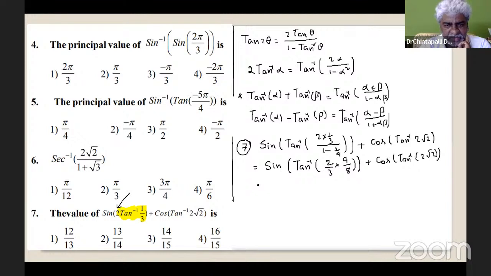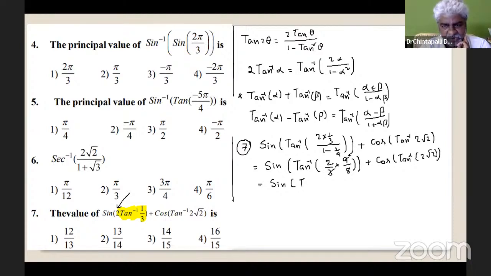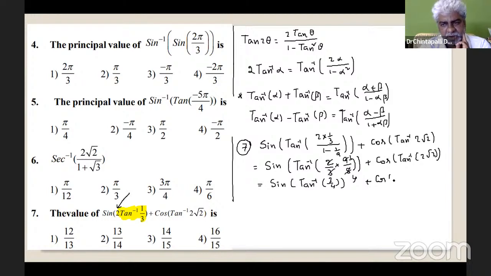Now simplify this. 1, 4, 3. Tan inverse of 3 by 4, plus cos of tan inverse of 2 root 2, right? Yes, sir.